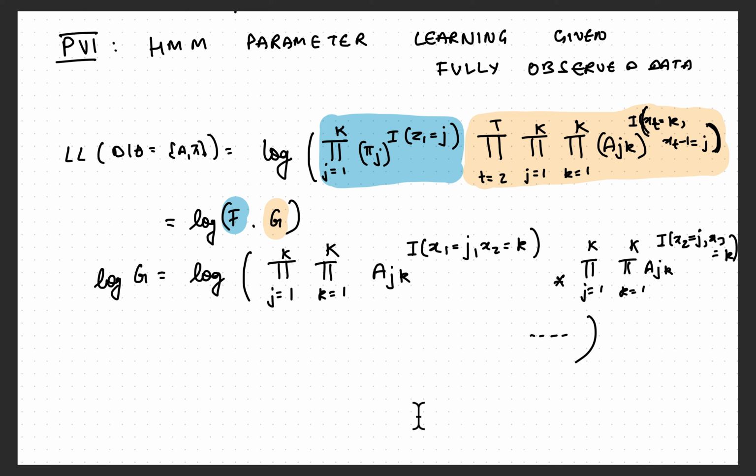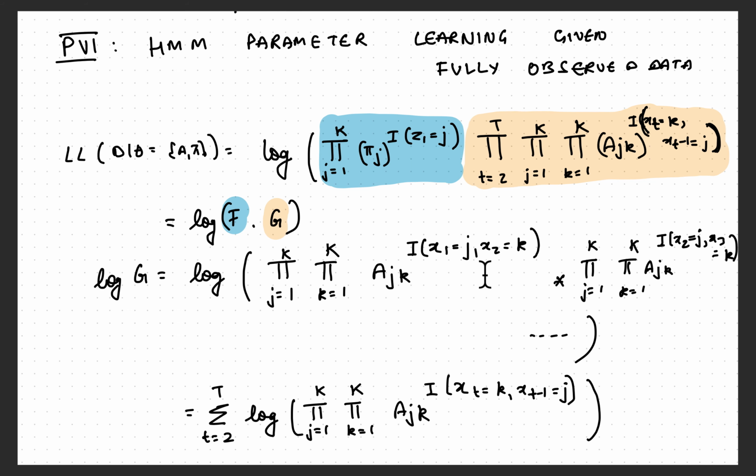Okay, so I've written logarithmic of G as logarithmic of, firstly, I've just expanded out over the dimension t. I've written this expression for different t's. If you notice, I first put t equal to 1, so you get identity of x1 equal to j and x2 equal to k. And similarly, if I write it for the entire expression, I'll get a product of t different terms like this.